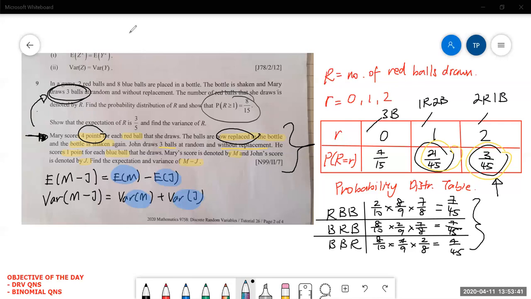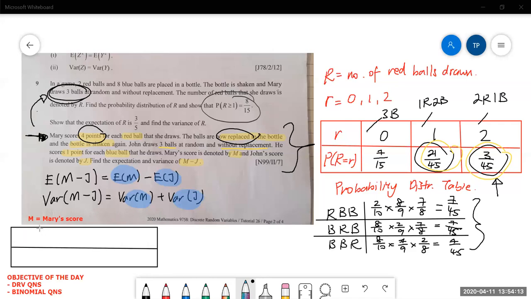Now M is the score, right? So now we have to define a new variable again. So M will be equals to Mary's score. Since M is Mary's score, we need to find the PDF of Mary's score. Okay, so what are some possibilities of Mary's score? If Mary draws zero red ball, it will be 0 points. Then if Mary draws one red ball, it will be 4 points. Mary draws two red balls, it will be 8 points.